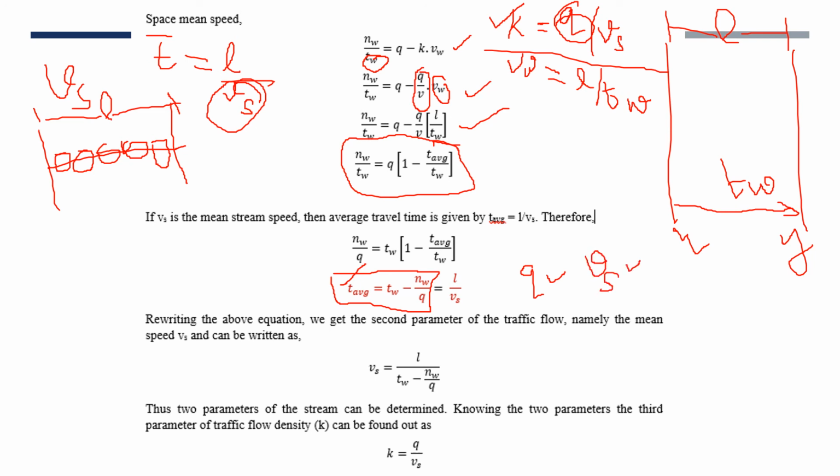So speed and travel time are associated. If we know Q and space mean speed, then using the fundamental flow equation, one can calculate density also. Alright, so that's how, knowing two parameters, the third parameter of traffic flow, density, can be calculated. So this is how the equations have been derived.